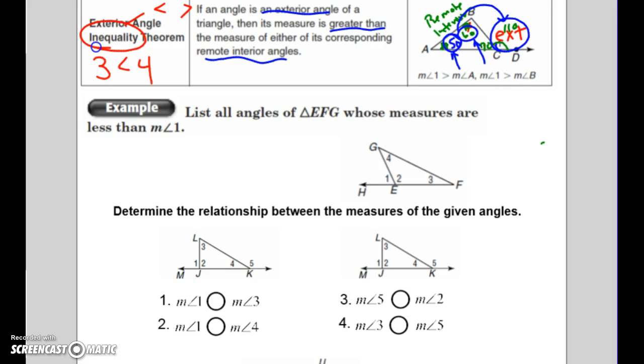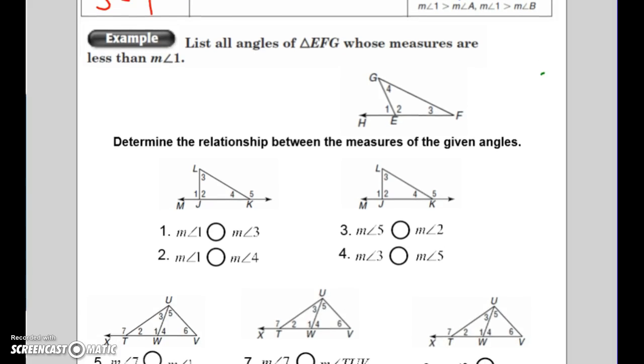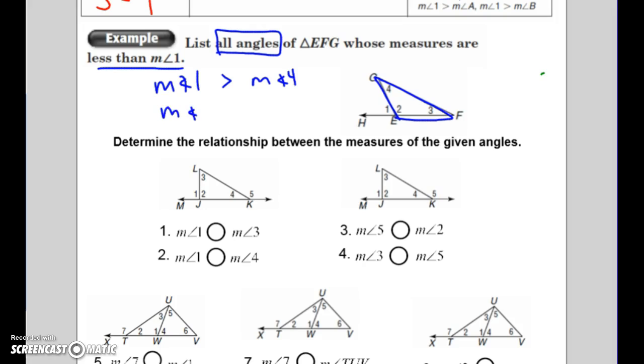Right. So looking down here, it says to list all angles of triangle EFG whose measures are less than the measure of angle 1. So the measure of angle 1 is greater than what? Which ones? 4 and 3, right? So the measure of angle 1 is greater than the measure of angle 4, and also greater than the measure of angle 3. But what about the measure of angle 2? Equal to.